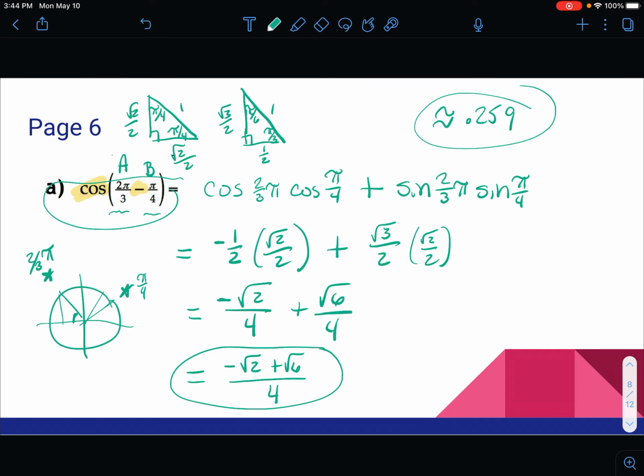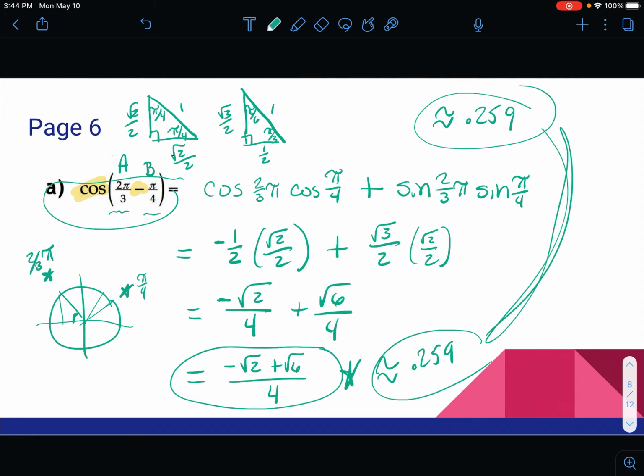This is obviously an approximation. But let's see when I plug in down here, if I substitute the negative square root of 2 plus the square root of 6, all divided by 4, I get approximately 0.259. So these should match. The difference is that when I use this method, I get an exact value, and a lot of calculations require us to keep exact measurements until the very end.